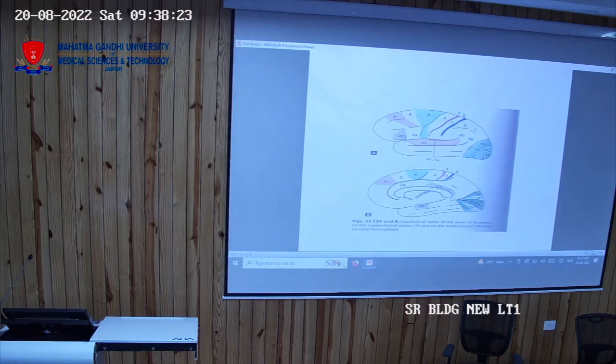Then see another part. Areas number 39 and 40: the supramarginal gyrus, that is area number 40, and the angular gyrus, area number 39. These areas form the secondary or Wernicke's sensory speech area. The complete name is Wernicke's speech area, area number 39 and 40. Wernicke's speech area.